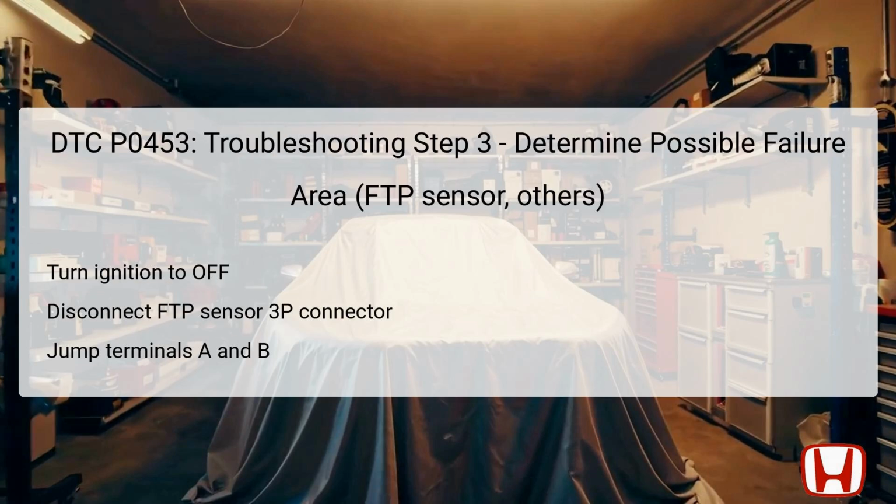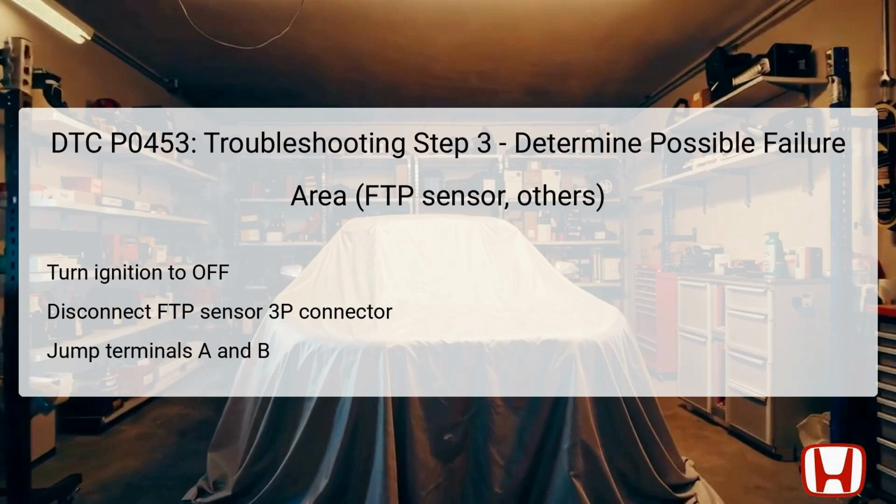This troubleshooting step targets isolating the fault by testing the FTP sensor circuit directly. First, you turn the ignition off to ensure safety while disconnecting harness connectors. Then, disconnect the FTP sensor's 3-pin connector, which is located near the rear on the fuel vapor system. To test the circuit continuity and voltage, you connect a jumper wire between terminals A and B on the connector, corresponding to the blue BLU and light green LTGRN wires.